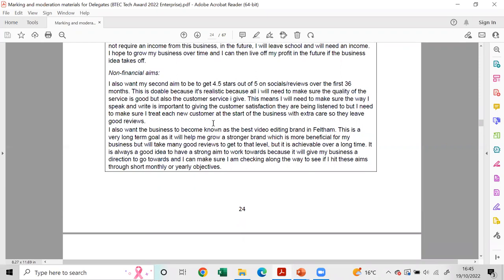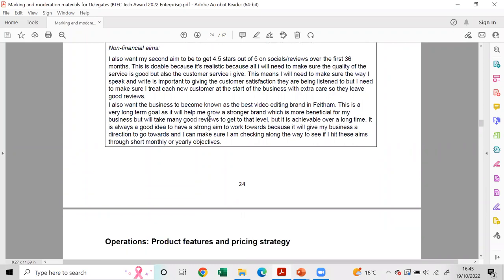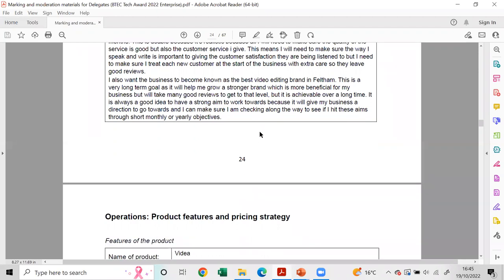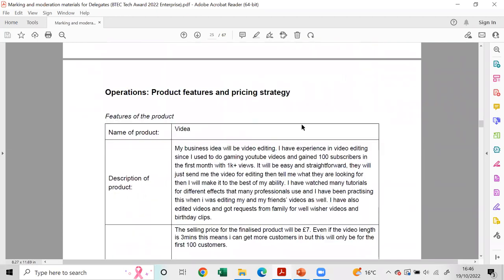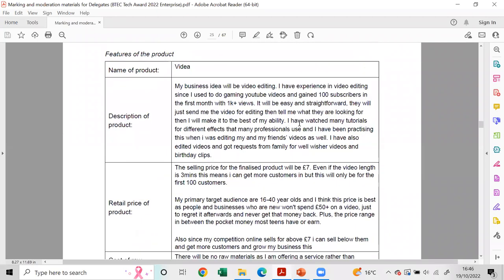And this, they have actually gone further, they've linked it, they've said why it's realistic, why they need to make sure that, you know, they give this customer satisfaction. They want to be this business that becomes the best video editing in Feltham. What that means for them, why it's more beneficial for their business. So they have explained this, they've given some support to their explanations.